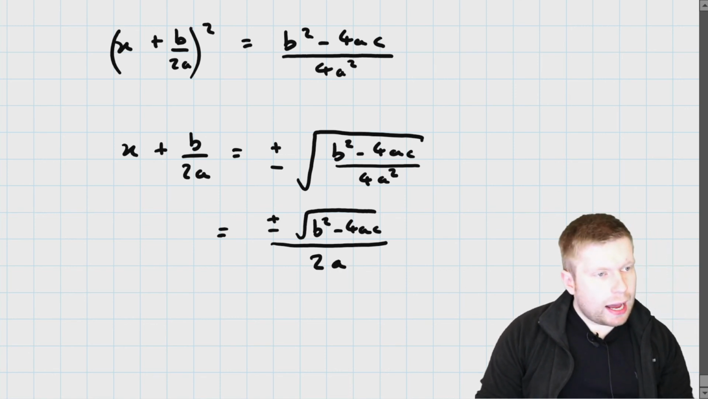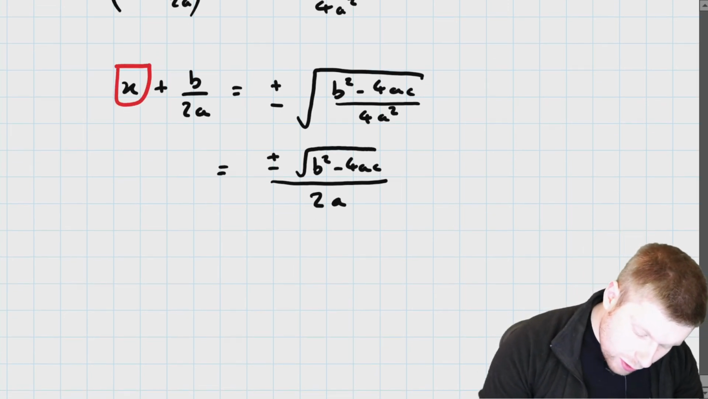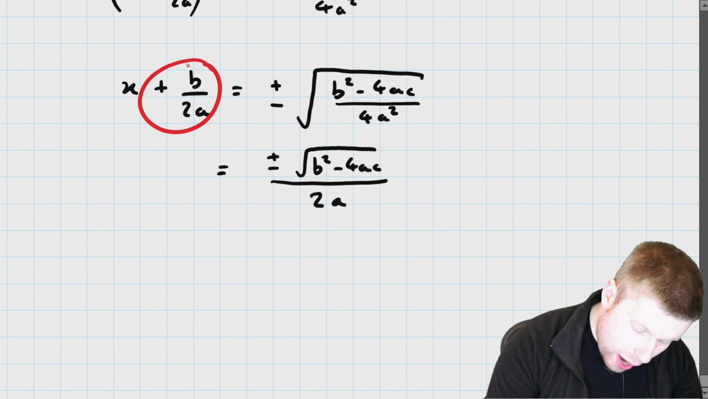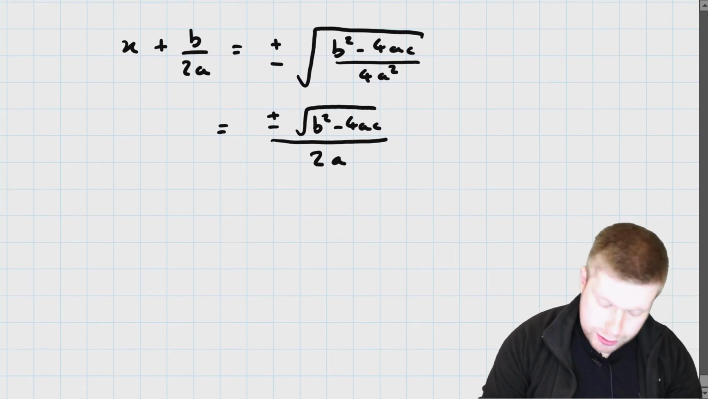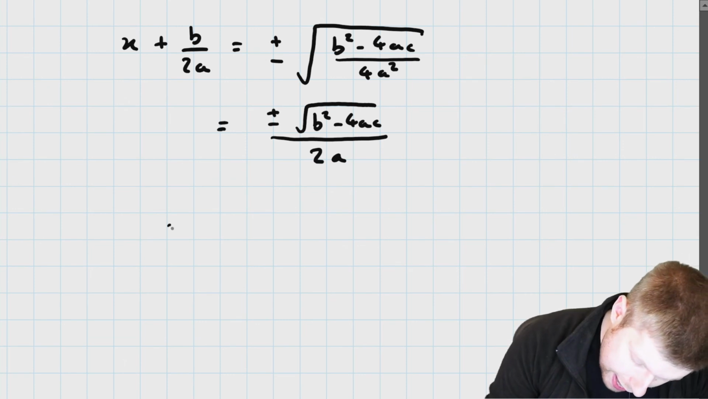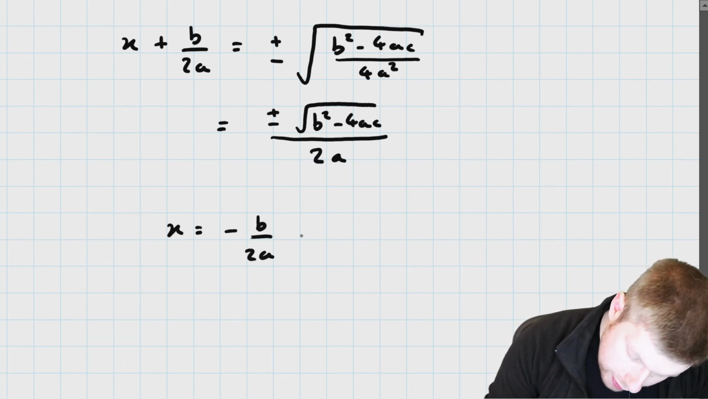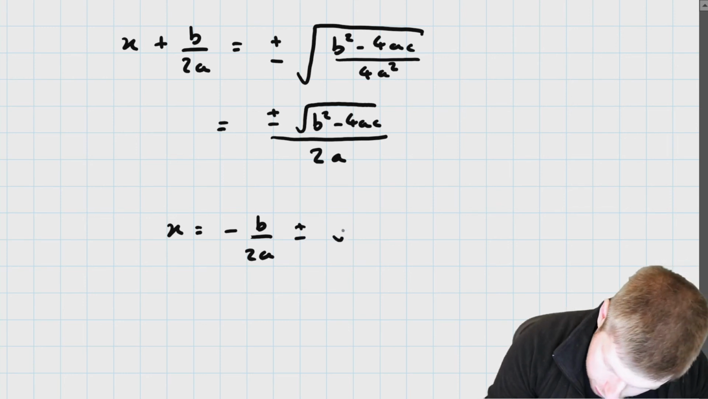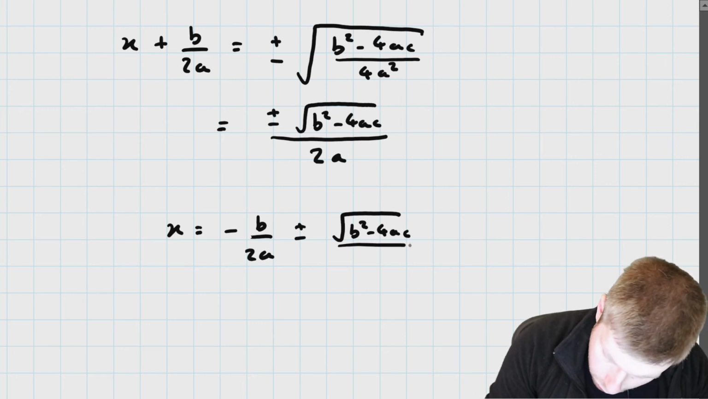All right, and I guess now, because I want the x on its own, I'm pretty much there. I'm just simply going to take away b over 2a from both sides. So in other words, I'll end up with x equals, if I take away b over 2a from both sides, this: minus b, plus or minus the square root of b squared minus 4ac, all divided by 2a.